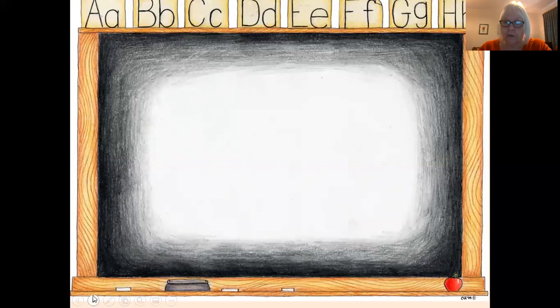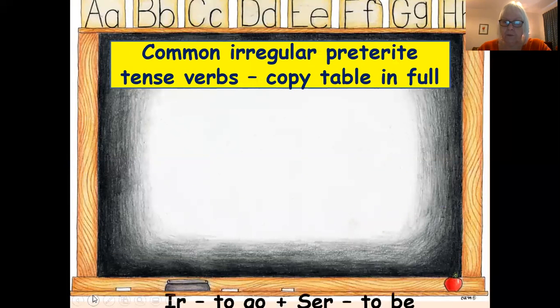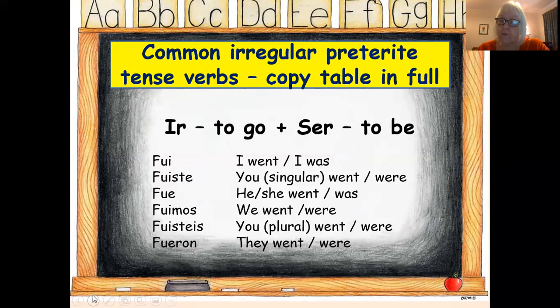Okay, so this we saw yesterday as well. This is the table, which I think you already have, but can you please check, because it has changed a bit. What I've now put on here is ir, to go, and ser, to be. And you can see they are exactly the same. On the left-hand side here where the cursor is going, we've got fui, fuiste, fue, fuimos, fuisteis, fueron. Here on the right now, it's not just I went, but it's also I was. You went, but also you were. He, she went, he, she was. We went or we were. You, plural, went or you were, and they went and they were.